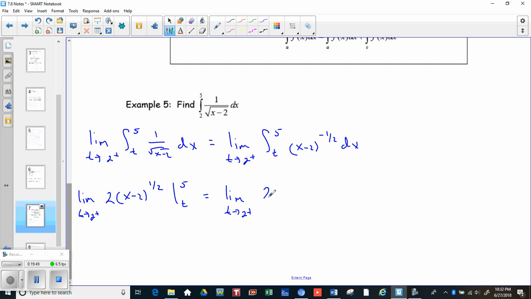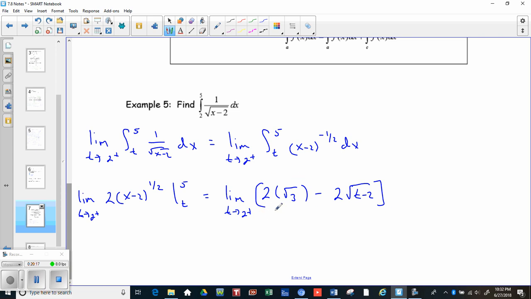Plugging in a 5, I get 2 times, what is that, 3, so square root of 3, minus 2 times plugging in t, I get the square root of t minus 2. Okay, and that is probably as simplified as I can get it. I could pull a 2 as a constant out to the front, but it's not going to matter right now.